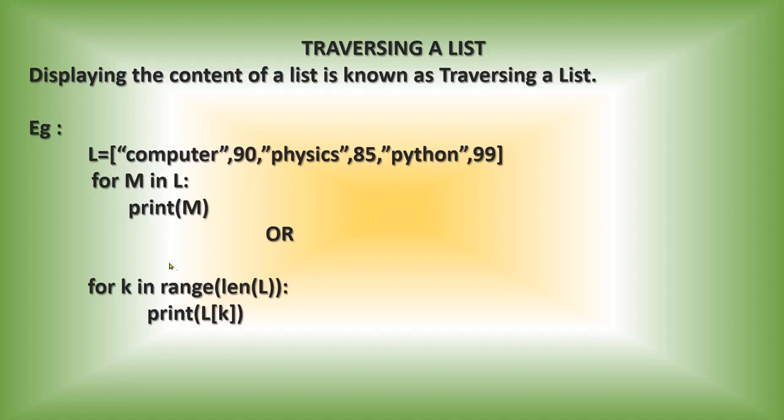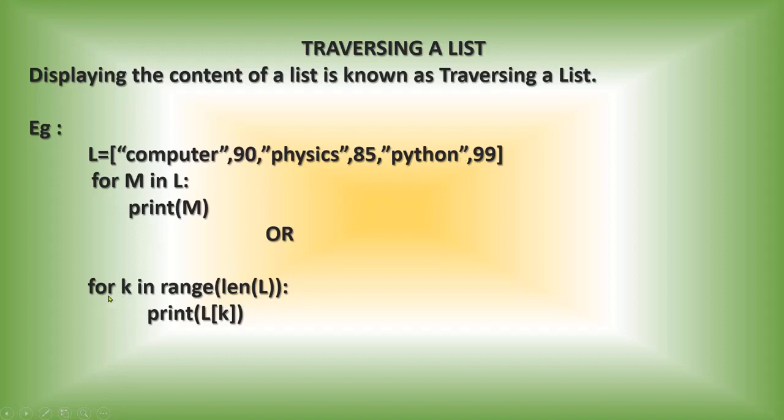And the second method is this one: for K in range len of L. We already studied len in strings also. Len is used to find the length of the string. Here it is used to find the length of the list. Length of the list means the total number of elements in the list. In this example, the number of elements in the list is 1, 2, 3, 4, 5 and 6.